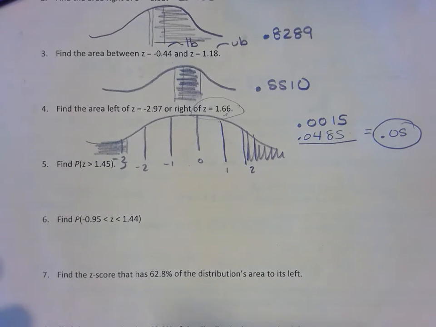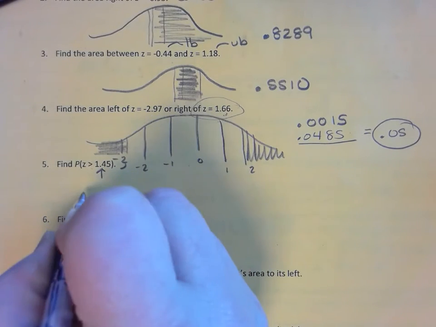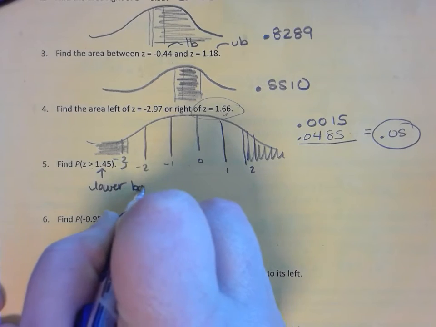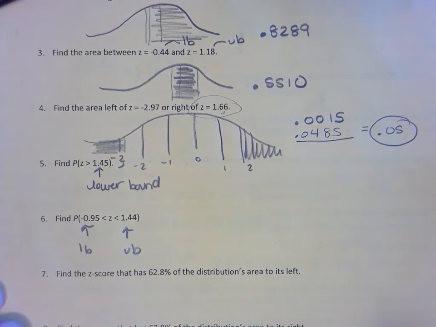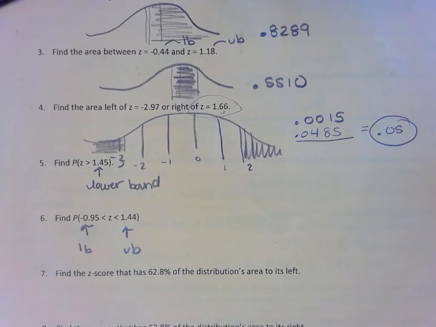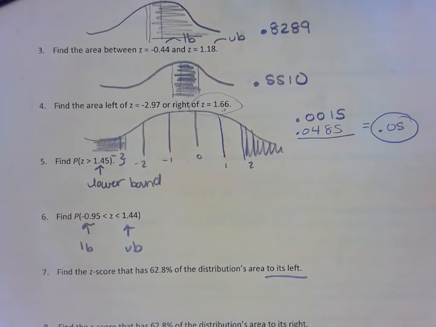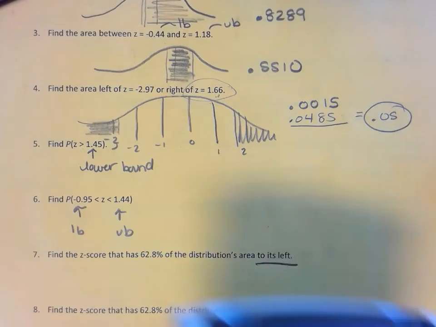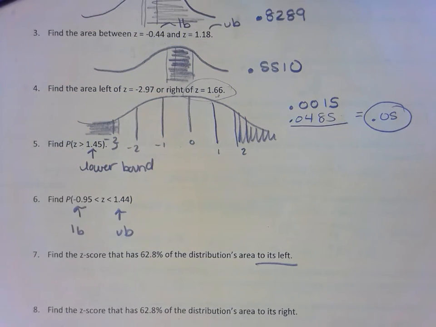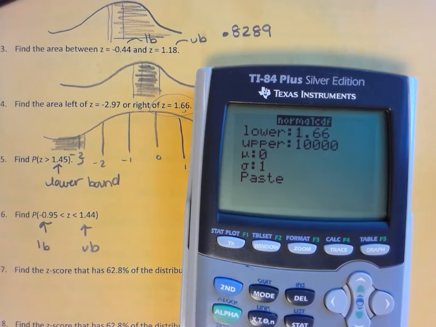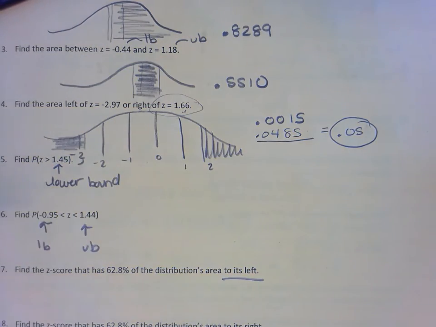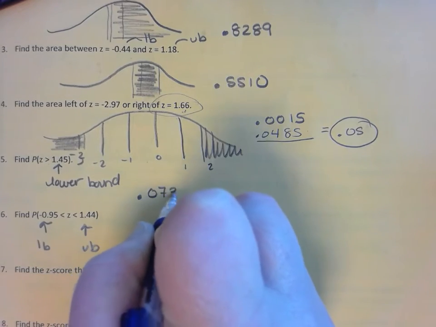Now we're doing the probability of greater than, so this is going to be your lower bound. And then here, this is your lower bound. This is your upper bound. So these should go very quickly. I've got normal CDF. So my lower bound is going to be 1.45. So it's 0.0735.